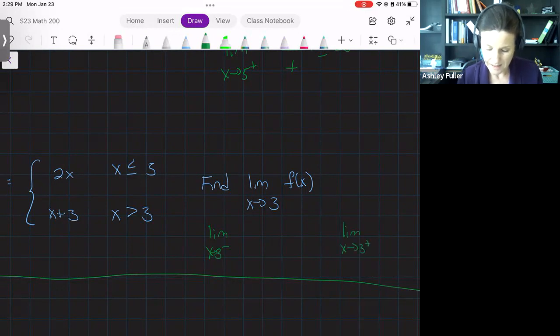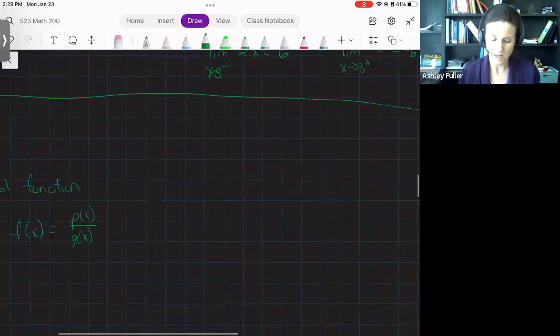Notice in both cases, here we are just dealing with the polynomial 2x, and here we're dealing with the polynomial x plus 3. When I plug in 3 here, based on those properties, I get 6. When I plug in 3 here as well, I get 6. And since the right-hand limit equals the left-hand limit, it is indeed 6.